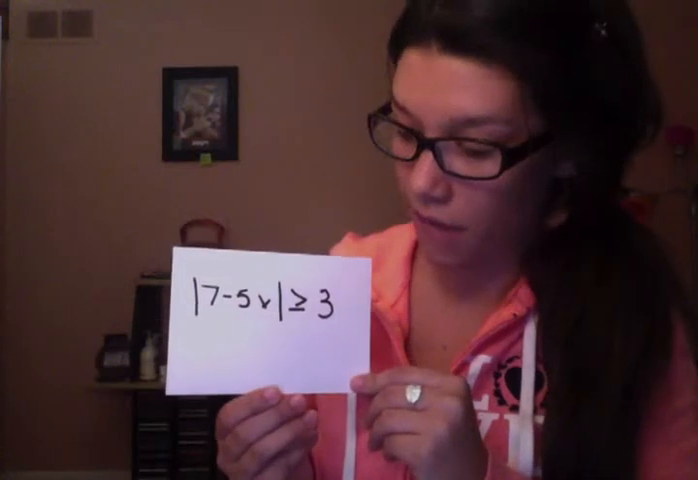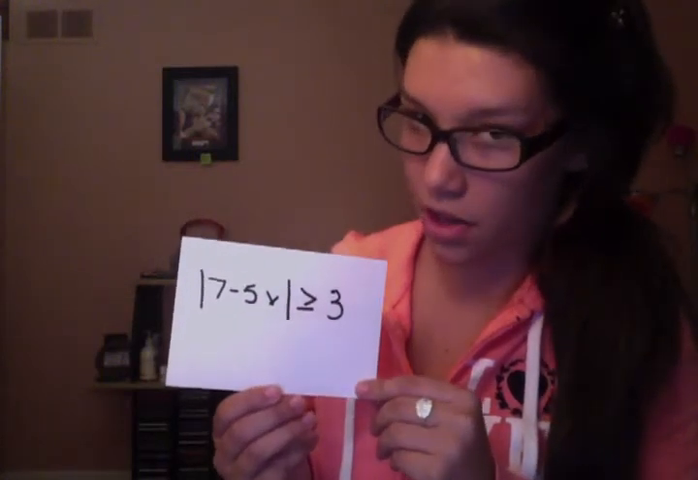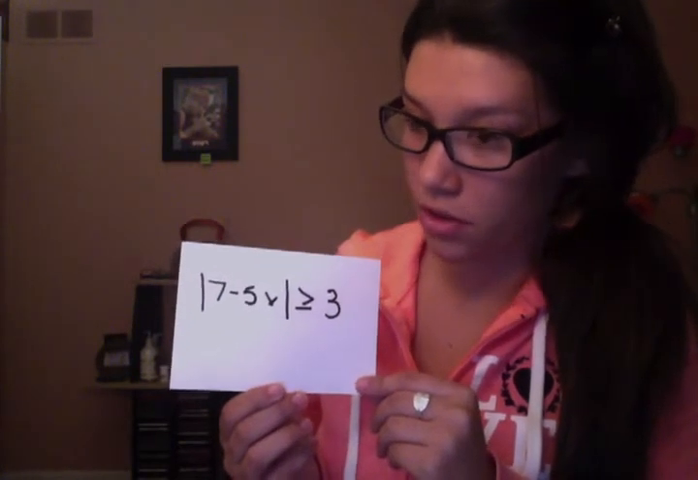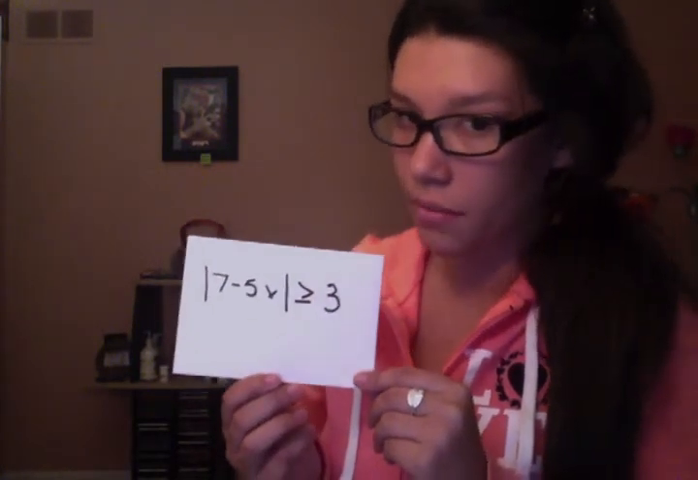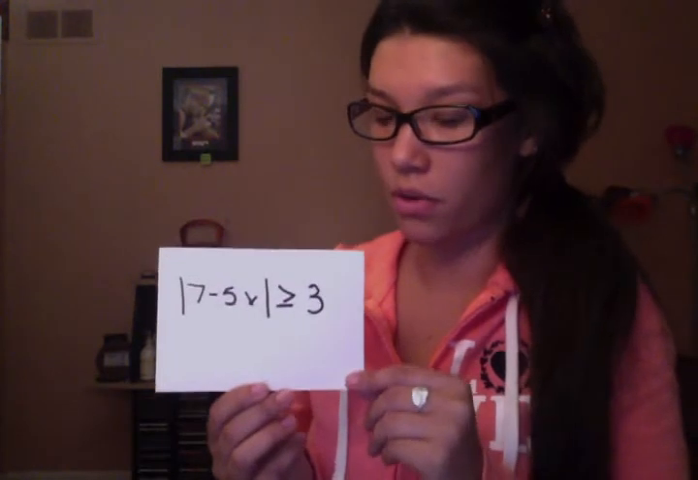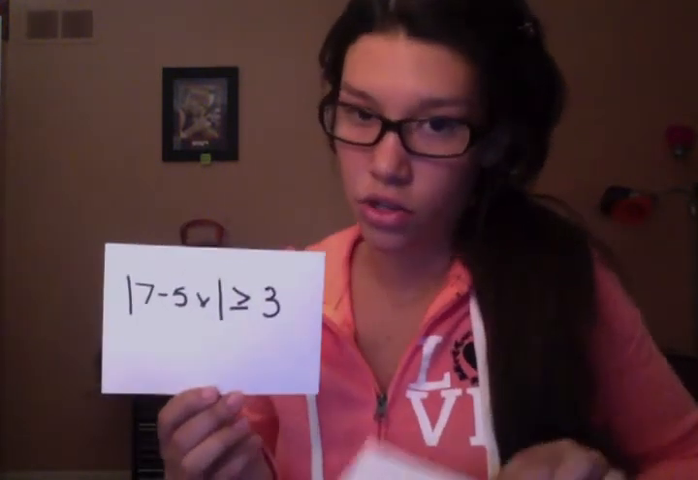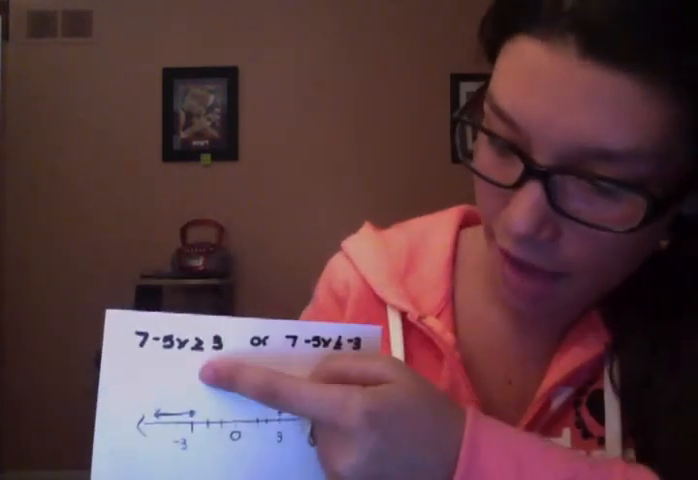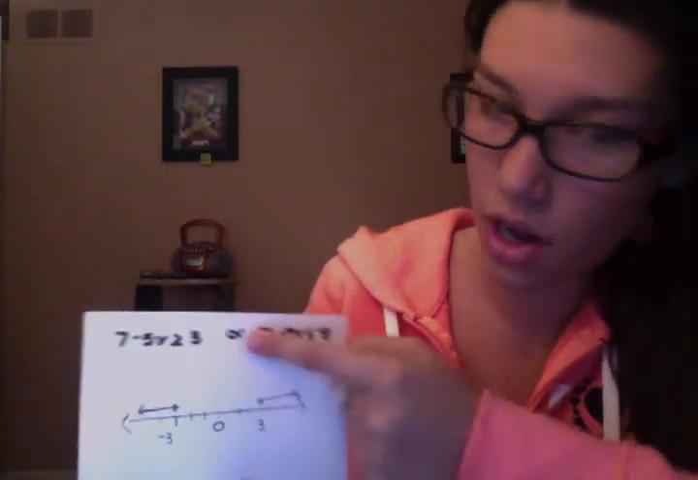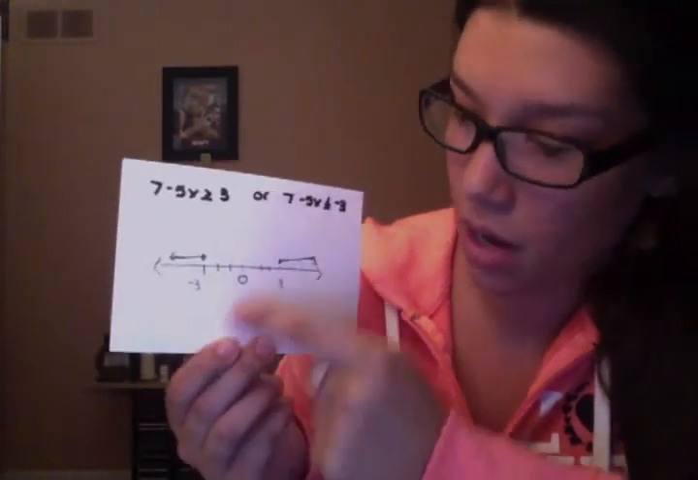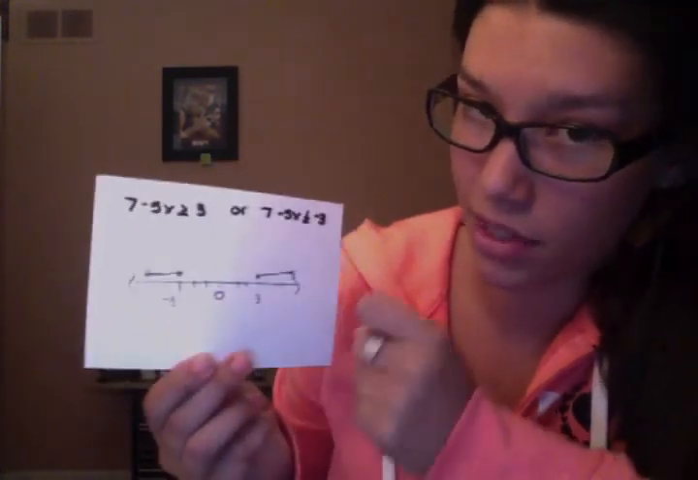Absolute value of 7 minus 5x is greater than or equal to 3. And since it's greater than or equal to, we know it's going to be an OR problem. It's also important that we realize absolute value is a distance from 0. So we can show this by saying 7 minus 5x is greater than or equal to 3, or 7 minus 5x is less than or equal to negative 3. We use 3 and negative 3 because they are both 3 spaces away from 0.